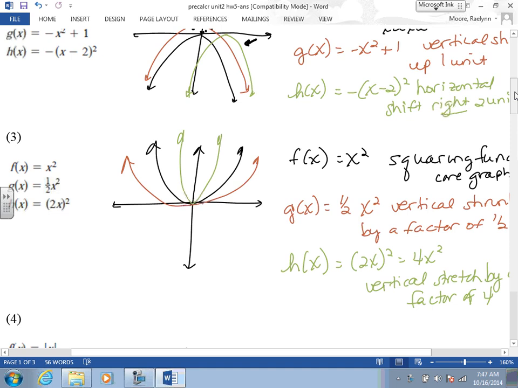Okay. We have the squaring function, and this is probably the one you couldn't get, right? The one with the 1/2 and the 2. This is your shrink and your stretch. This is the one we didn't hit yesterday.